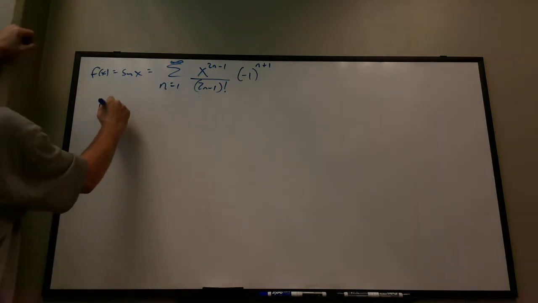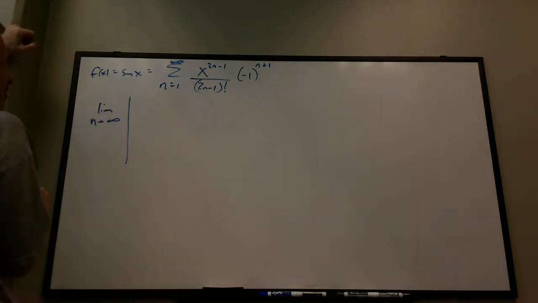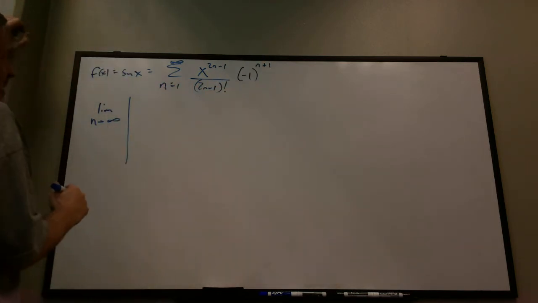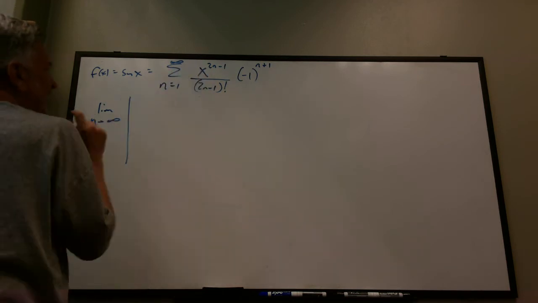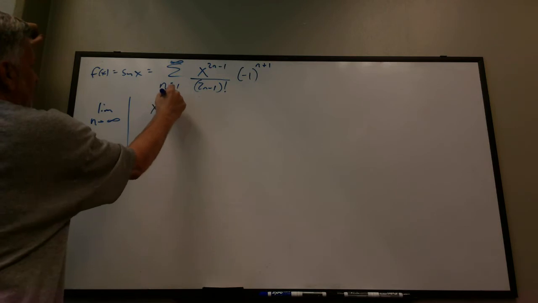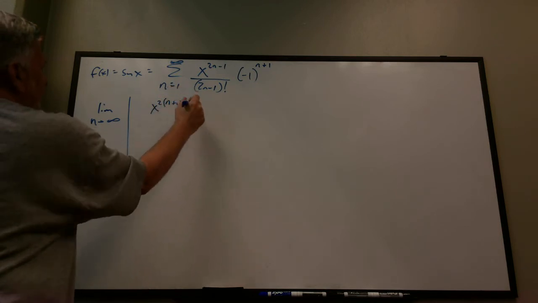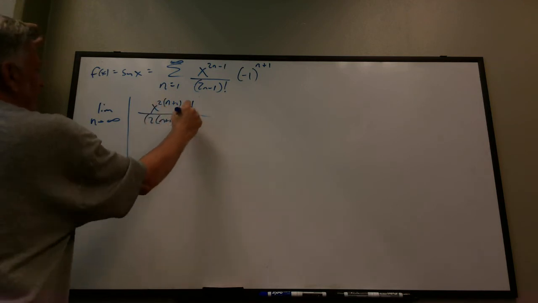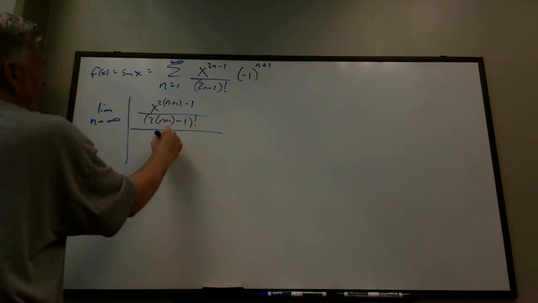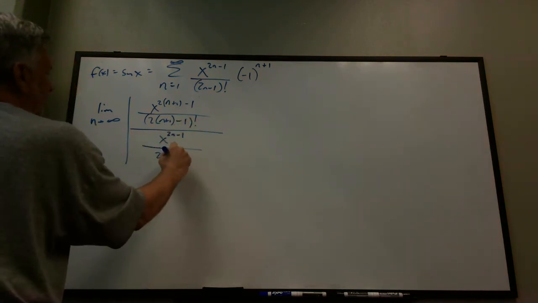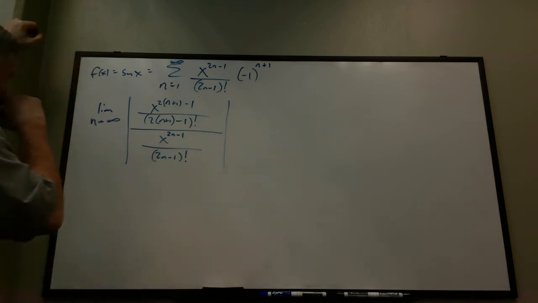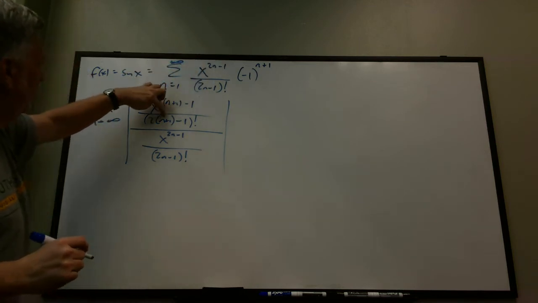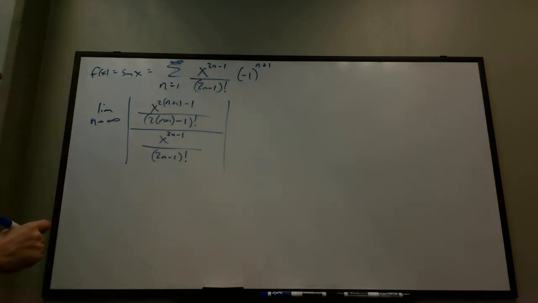So I'm going to take the limit as n goes to infinity of the absolute value. Now, I don't need the negative 1 to the n plus first term, because the absolute value will get rid of that. Now, be careful here. We're replacing n with n plus 1, so it's x to the 2 times n plus 1 quantity minus 1 over 2 times n plus 1 minus 1 factorial over x to the 2n minus 1 over 2n minus 1 factorial. Okay, let me check myself. Replace n with n plus 1, replace n with n plus 1, and then recopy my original series expression.